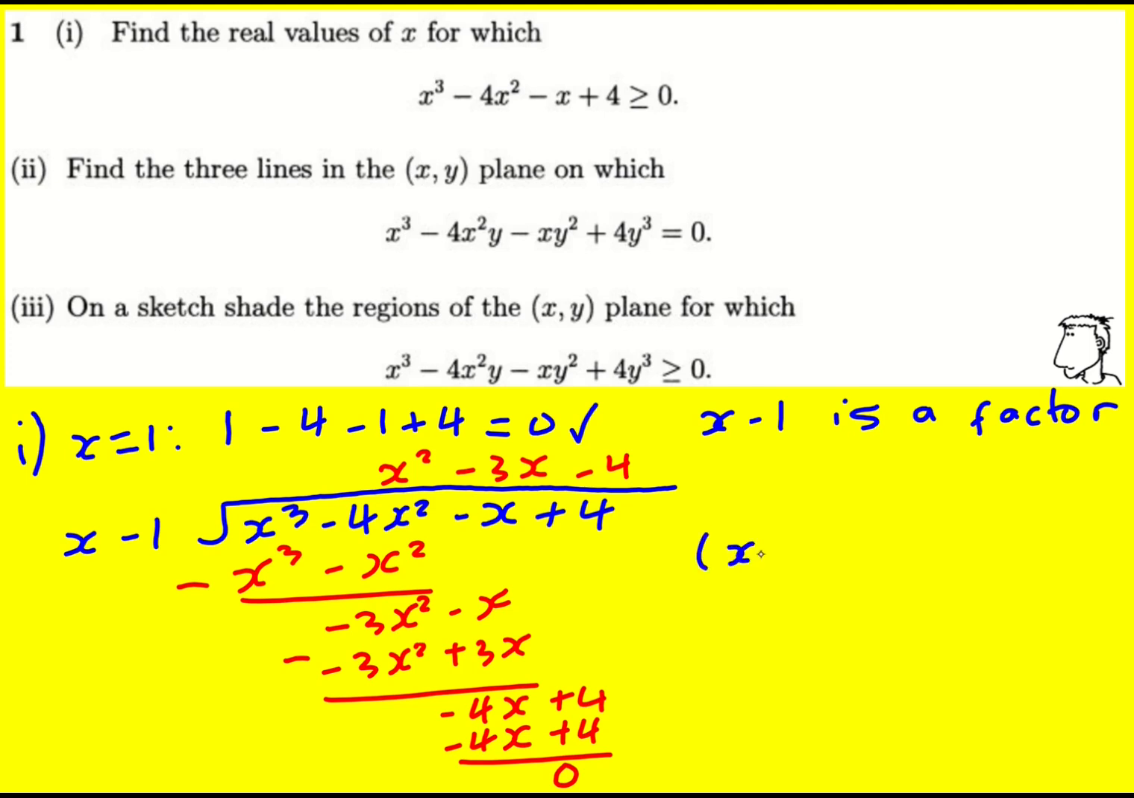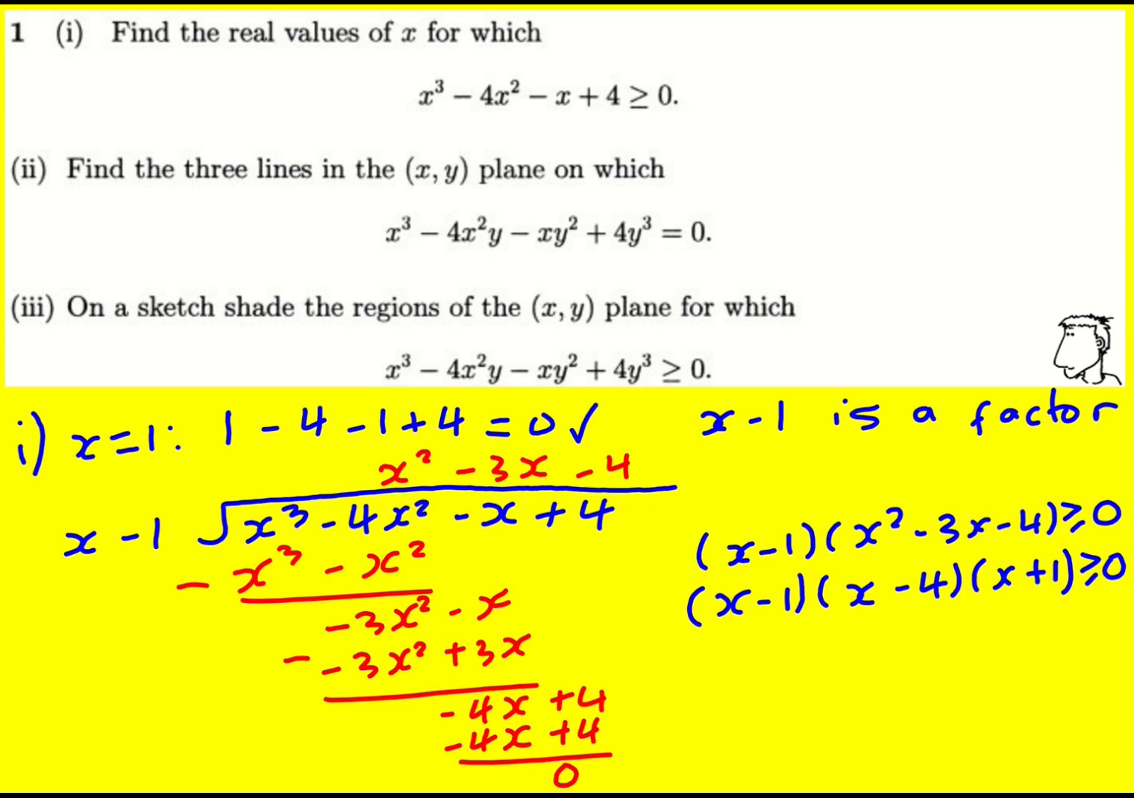So that means we've got x minus 1 times x squared minus 3x minus 4 is greater or equal to 0. Try and factorize it again. x minus 4, x plus 1 greater or equal to 0. Okay, I think I've got space to draw a cubic. So just like with the quadratic inequality, we tend to draw the graph and look at where it's actually going to be greater or equal to 0. Let's do that here. So the roots are going to be 1 and 4 and minus 1.